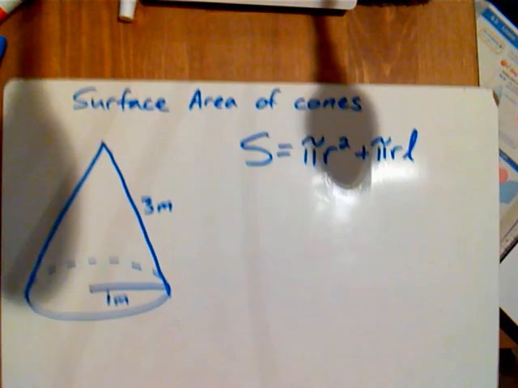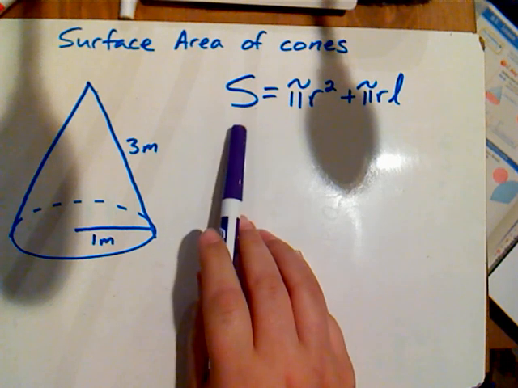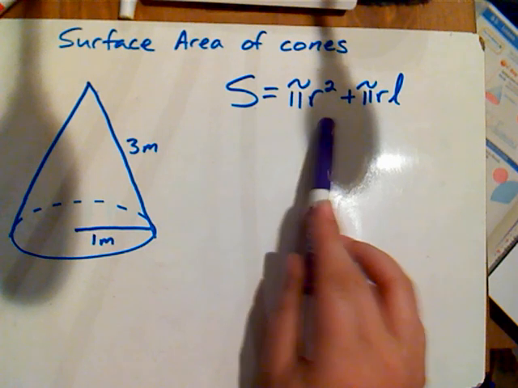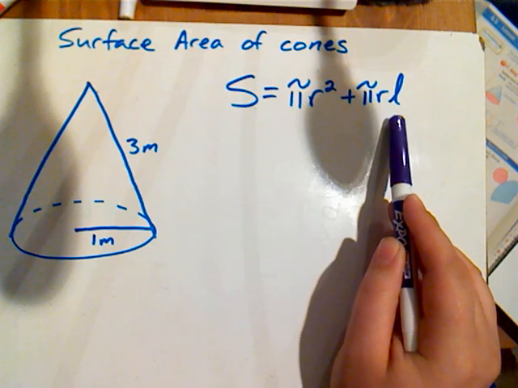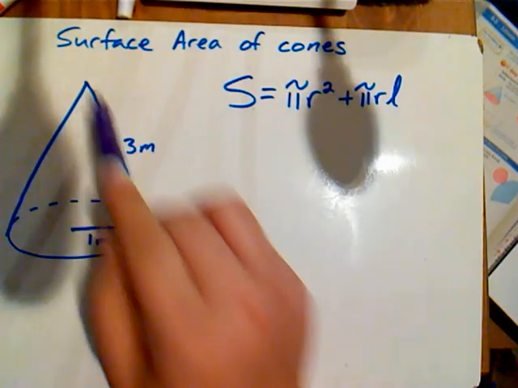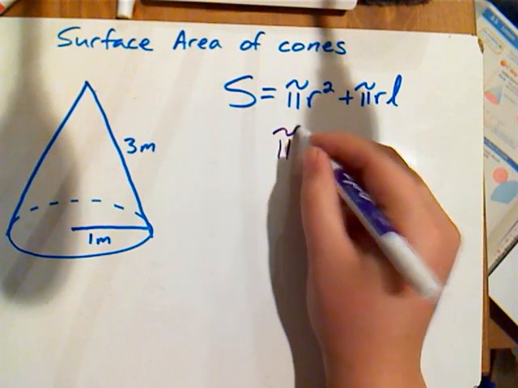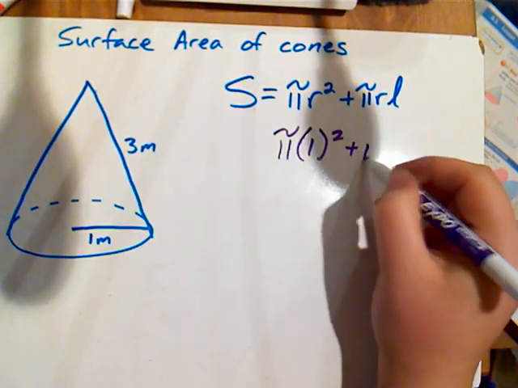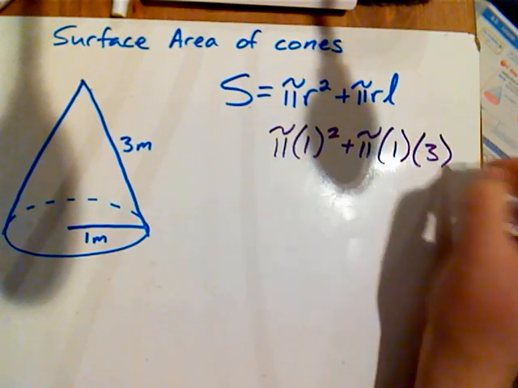And once again, all we're doing is plugging in our numbers into our equation. Okay? The equation for cones is the surface area equals pi r squared plus pi r L. Remember that L represents the slant height on your cone. Okay? So we have pi, our radius is 1 squared, plus pi, radius again is 1, times our slant height of 3.